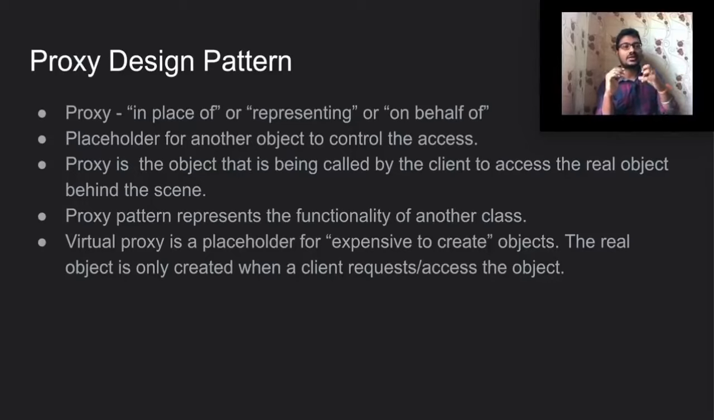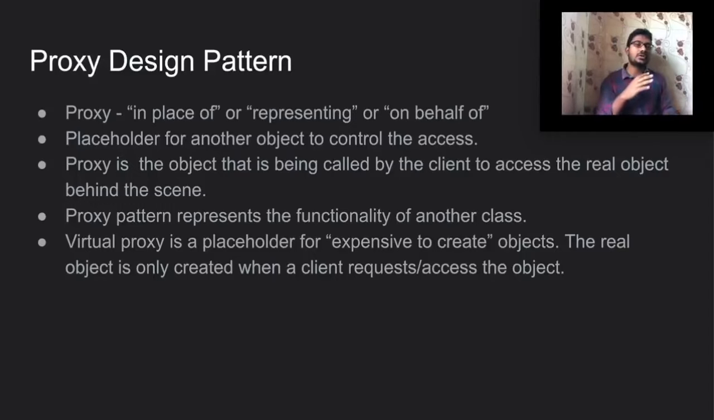The client knows that there is some object that will serve the request. The real object won't be created until the client requests the actual thing. Until the client requests, that proxy would be shown to the client. When the client actually requests, only then would the real object be created.